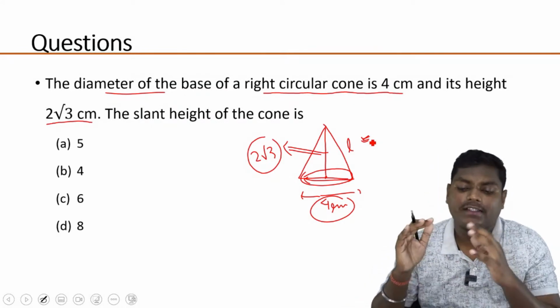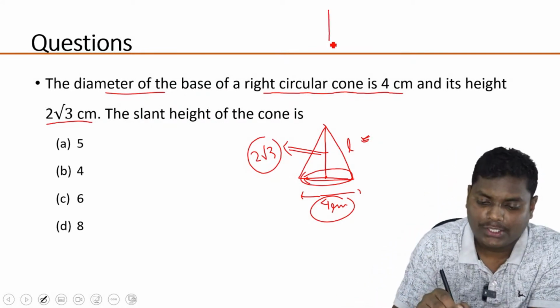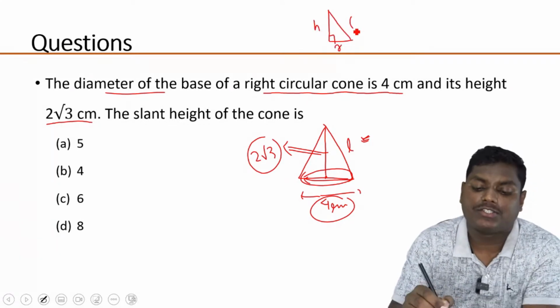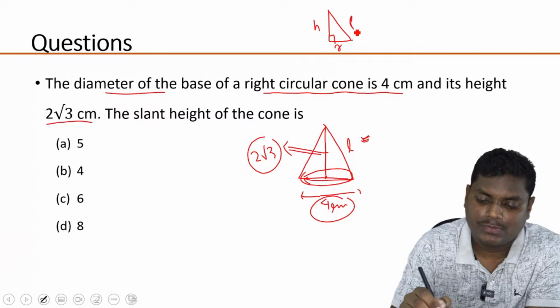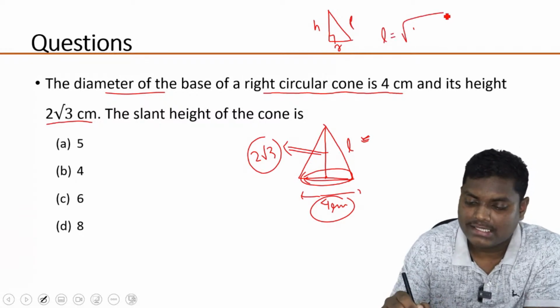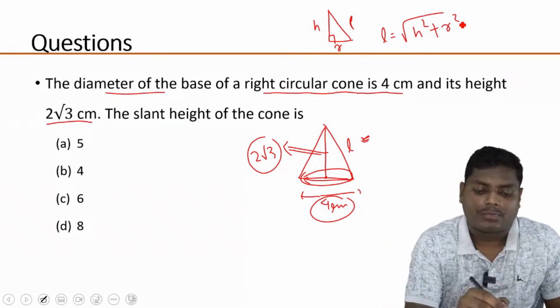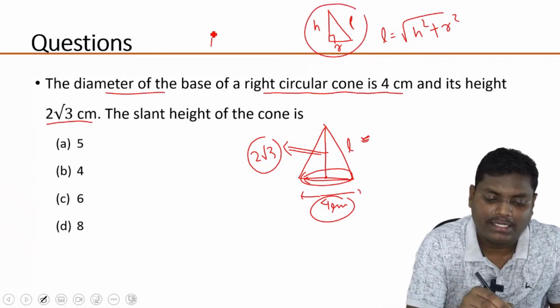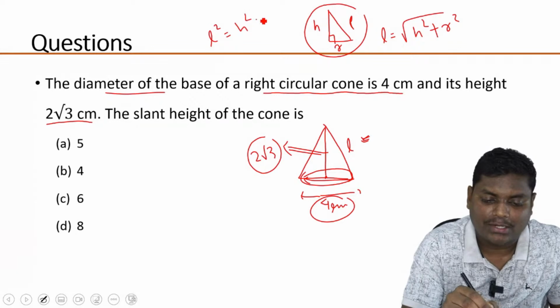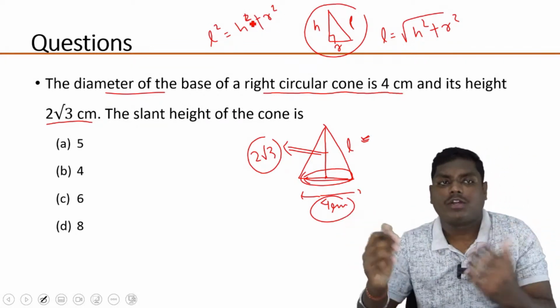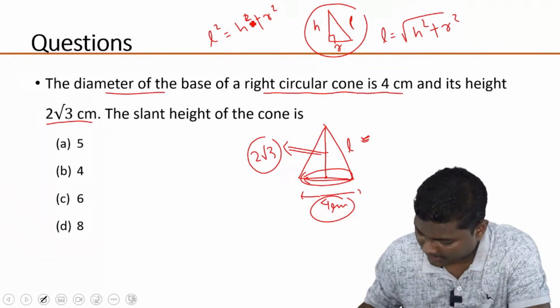Other guys, try solving this. If you look into a right angle triangle, consider this to be the height, this to be the radius, and this to be L. So using the Pythagoras theorem, L square is equal to H square plus R square. So if you want L, that will be the root of it. Great, Diksha.